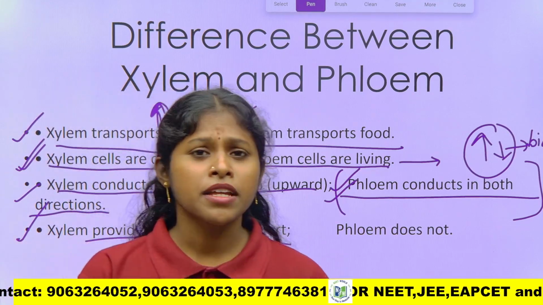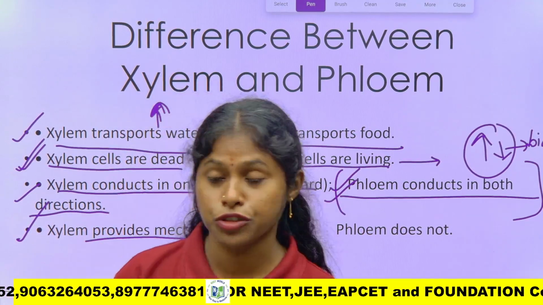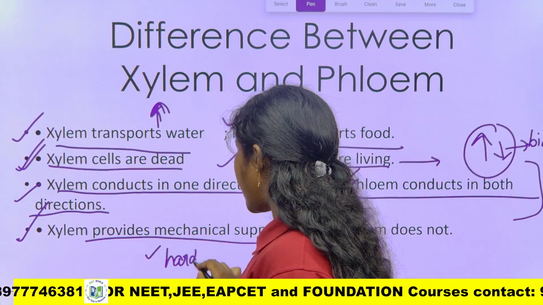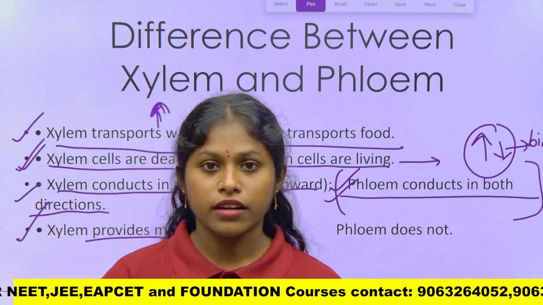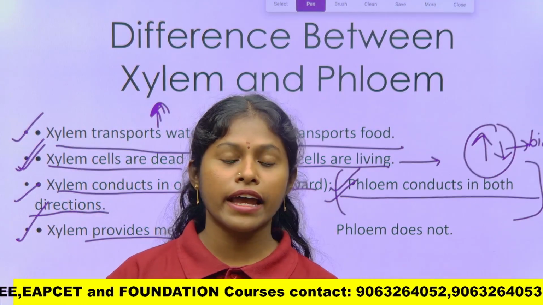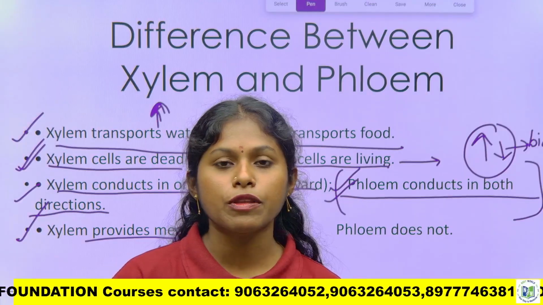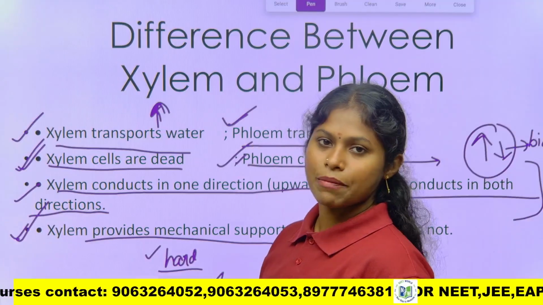So it provides mechanical support to the plant tissue. Mainly it makes the plant hard. As plants do not have any shelter, they have to withstand extreme environmental conditions, like heavy winds and all that. So mechanical support of the plant is needed, right. Here the xylem will provide the mechanical strength.